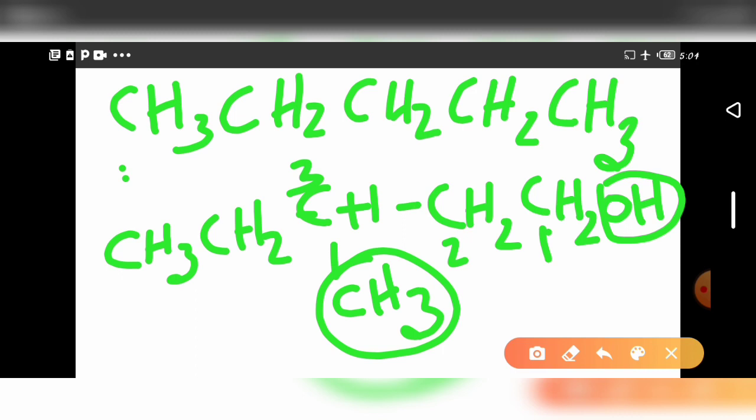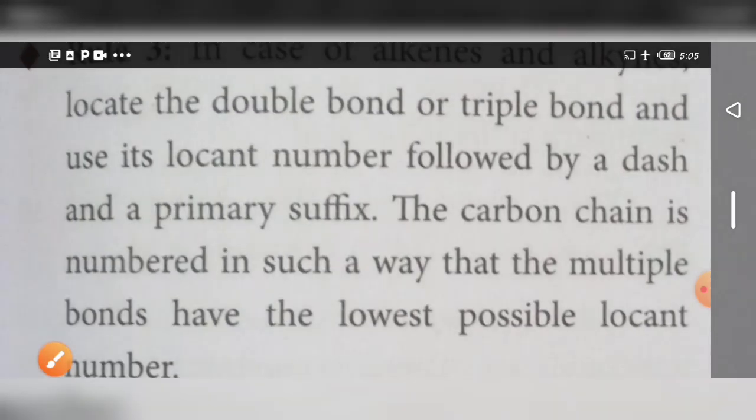Okay students, this is the locant number you have to identify. First you have to use the functional group, second one you have to use the substituent. Next, third case: in the case of alkenes and alkynes, the locant of the double bond and the triple bond uses its locant number followed by a dash and a primary suffix. That, you know very well, I explained it.